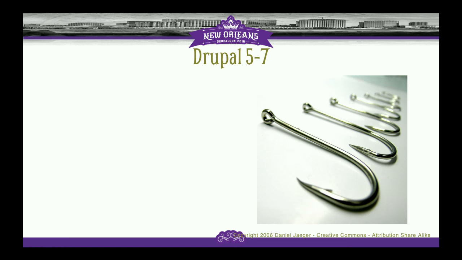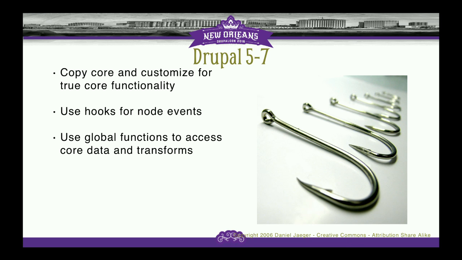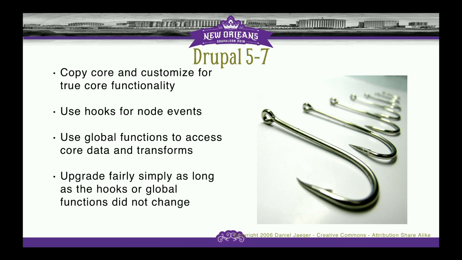Then came Drupal 5 through 7, right? And you still kind of copied core to customize the true core functionality, but then hooks came about, right? And hooks are kind of cool, so you can do things without having to go modify core code, and you can make modules and all this kind of fun stuff. Use global functions to access everything. And upgrade was fairly simple as long as the hooks or global functions didn't really change. Right, so if they didn't change how a hook worked, you were still cool. But if they did, then you had problems, right? How many people are in this boat? Probably most of you, right? Drupal 7? Yeah, most of you.